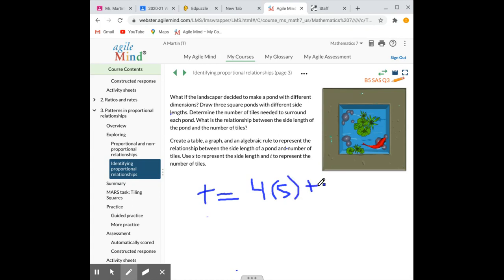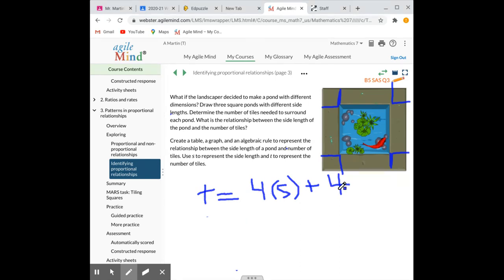plus, we said how many what? We talked about it earlier. Wasn't it some corners or something? Yes. So how many corners are there? 4. Yeah, there's 4 corners. So that would be tiles equals 4 times the sides plus our corners, which is 4.